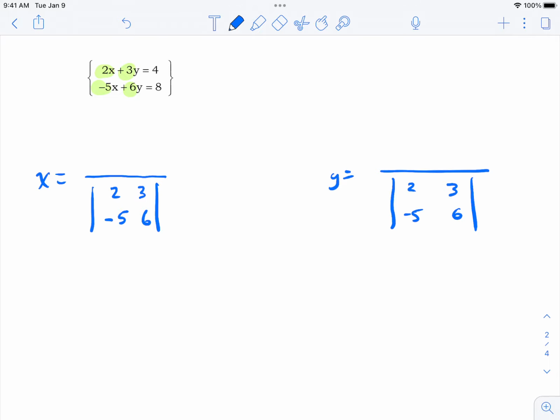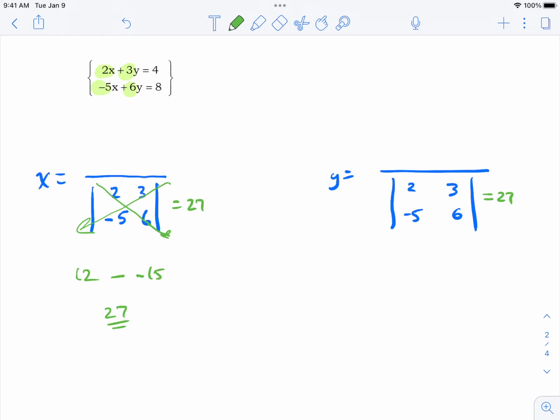And if you want, we can evaluate it while we're sitting here. 2 times 6 is 12, minus 3 times -5, which is -15. So it's 12 minus a -15. It's a 27. This is a 27 on the bottom.